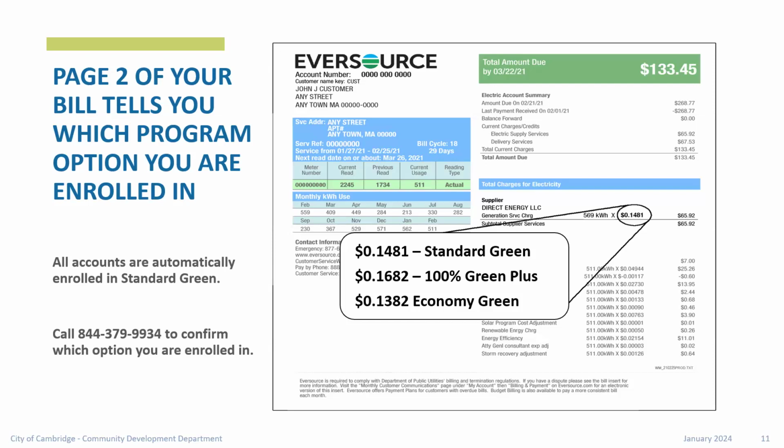As a reminder, all electricity accounts are automatically enrolled in Standard Green when they're opened. So the only way that your account wouldn't be enrolled in this currently is if you've taken action to choose another program option, or if you've opted out of the program entirely. If you're unsure about which option you're enrolled in, you can also call our program administrator at 844-379-9934, and they can help confirm your enrollment.